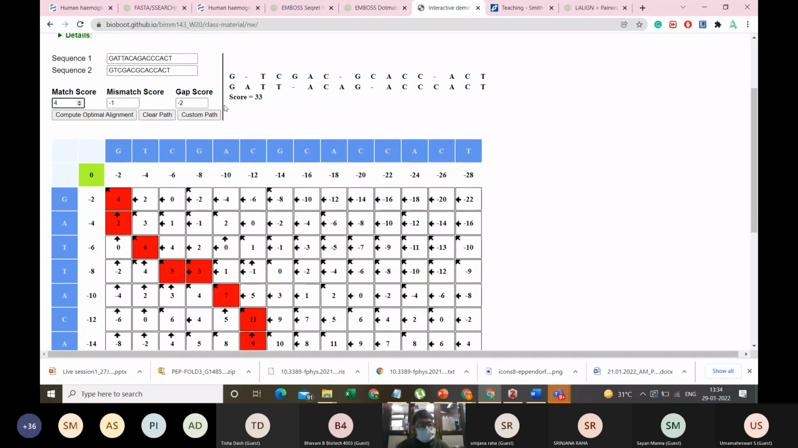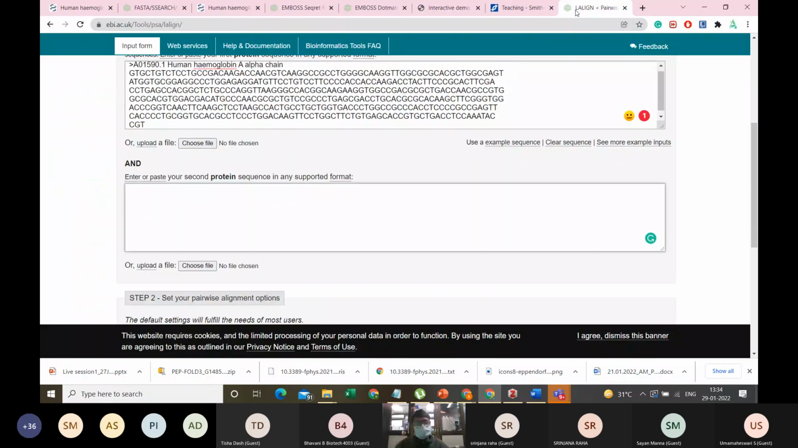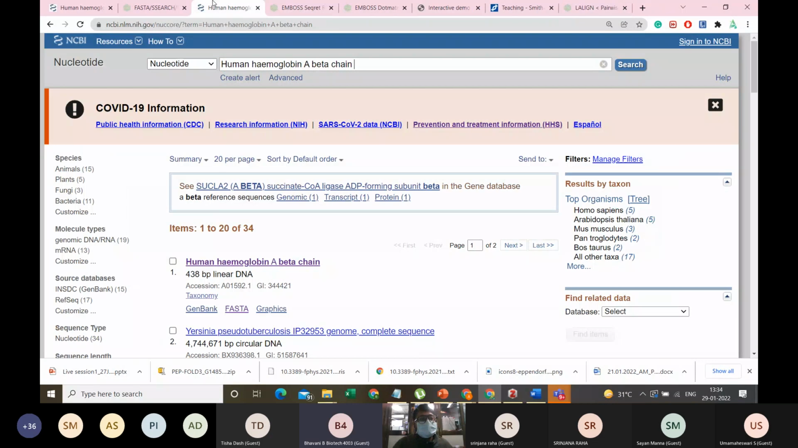Correct. So if you change here, it will change here: the mismatch score and the gap score. Clear, right? Yes, sir. Clear, sir. Thank you, sir.